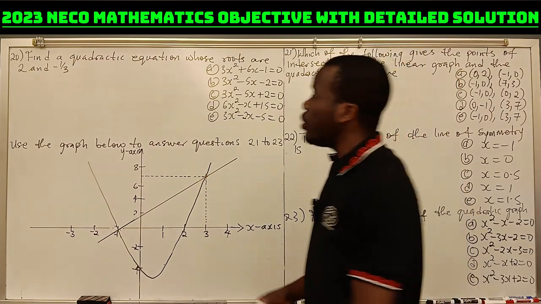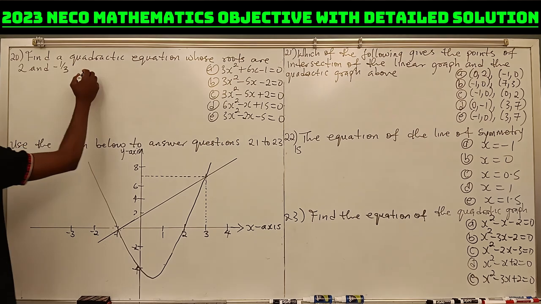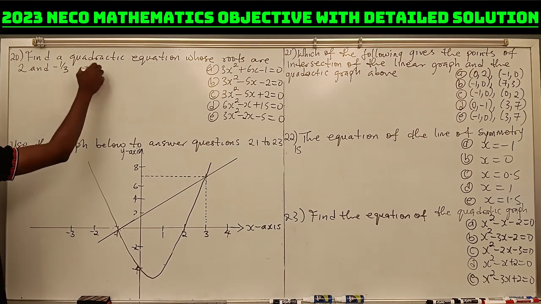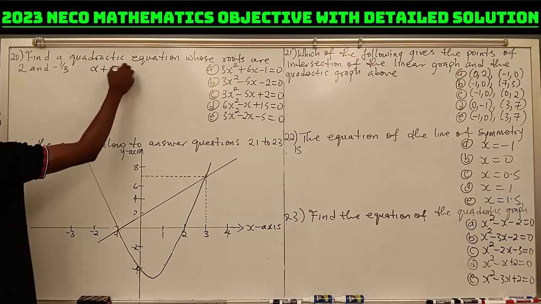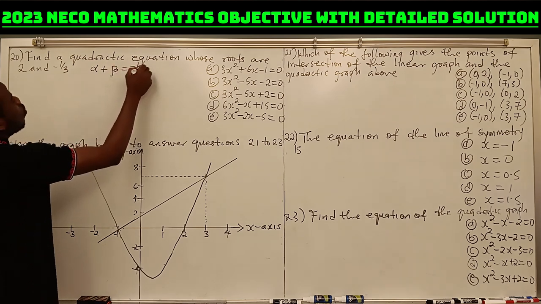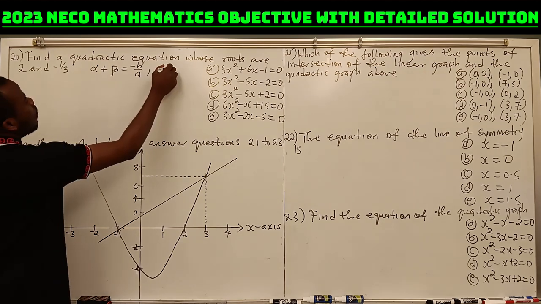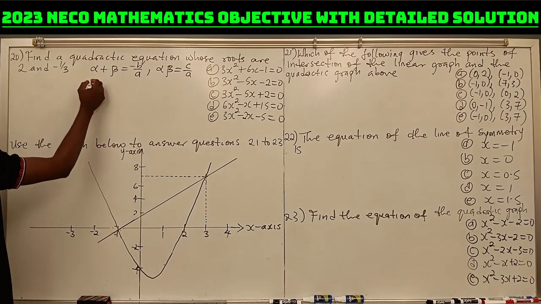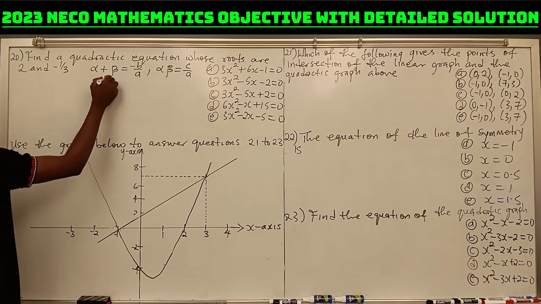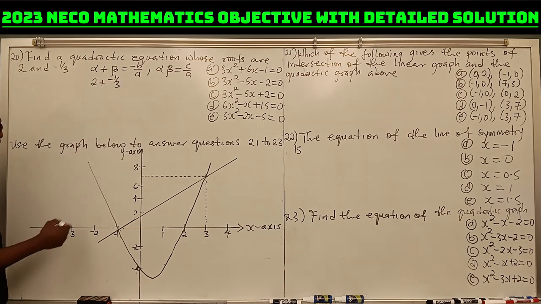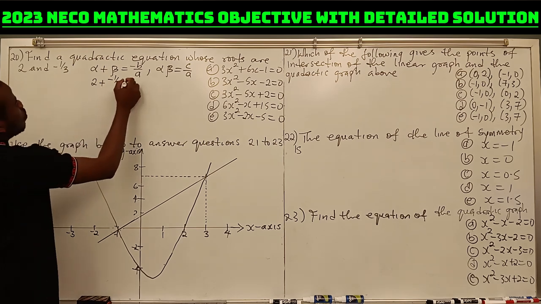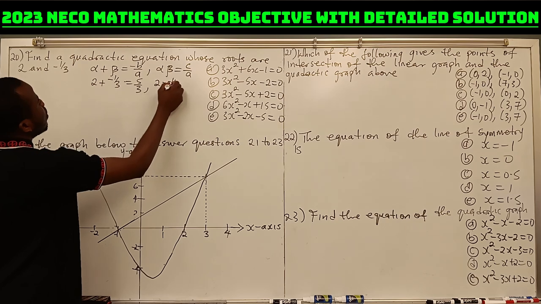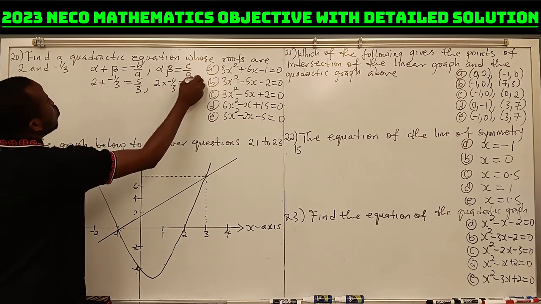Another way you can do is, you remember that if alpha and beta are the roots of the equation, alpha plus beta is minus b over a, that is the sum, and alpha beta is c over a. The sum of these roots will be 2 plus minus 1 over 3, which is 2 minus 1 over 3, which is 6 minus 1, which is 5 over 3, and the product is 2 times minus 1 over 3, is minus 2 over 3.